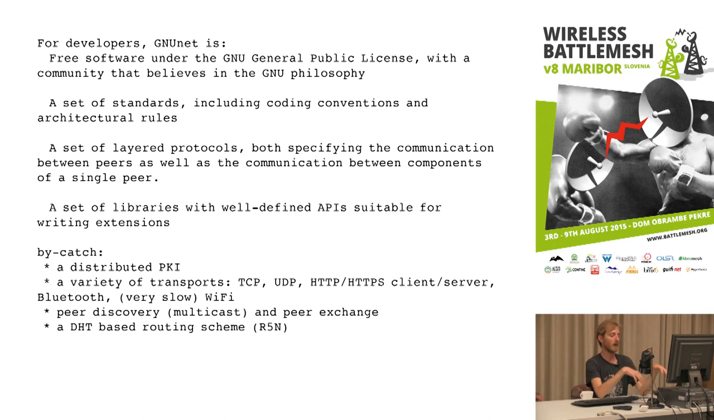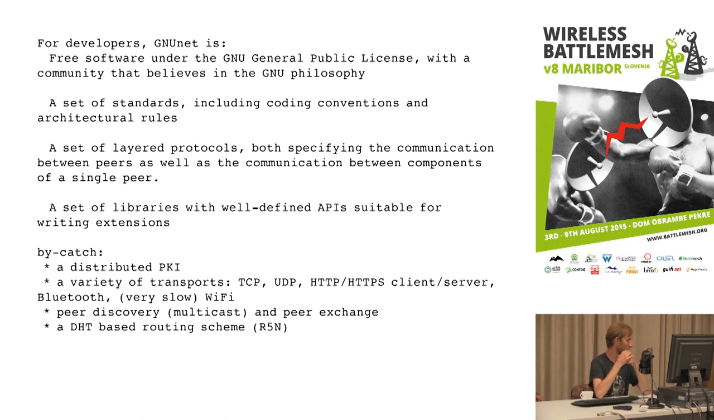Besides the original use case, GNUnet also added a chat and voice over IP utility. So you can actually use it to make phone calls. And because that's the other thing, it has a variety of transports. So it can work over TCP, UDP, and it implements HTTP and HTTPS as both the client and the server side of the story. It has a native Bluetooth transport, which is pretty obscure, and it has a very slow, not very well working Wi-Fi transport, which is kind of a bit outdated.